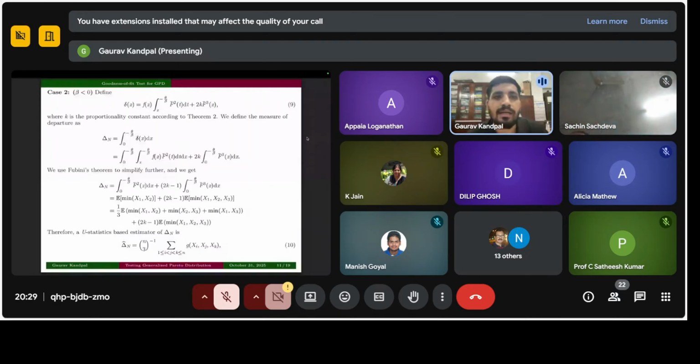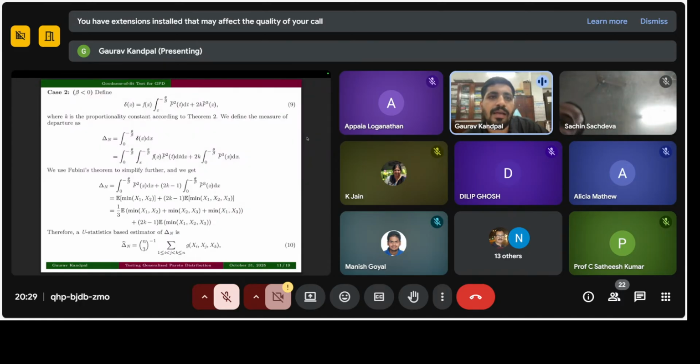Further, for the second case, which is the negative shape parameter case, we use the dynamics of exotropy characterization, and equation number 9 is a part of that theorem, where if x follows generalized Pareto distribution, delta x will be 0, and otherwise it will be away from 0.